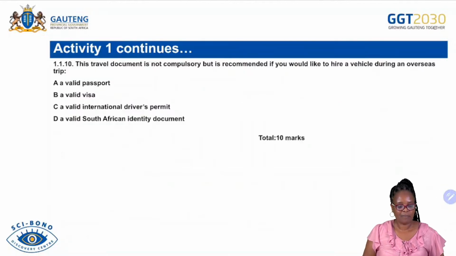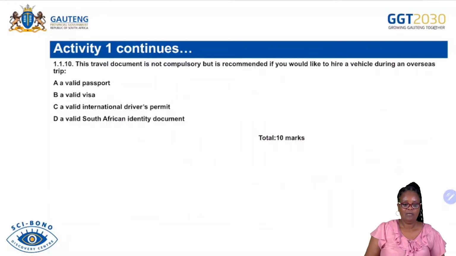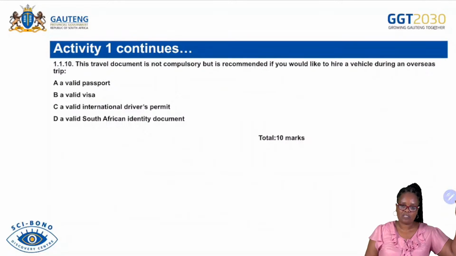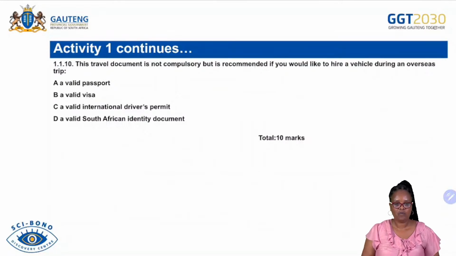The last question. This travel document is not compulsory, but is recommended if you would like to hire a vehicle during an overseas trip. We have A, valid passport. B, a valid visa. C, a valid international driver's permit. D, a valid South African identity document. So the correct answer here is C, a valid international driver's permit. Remember, I said that we need it so that we'll be able to hire vehicles there, to drive yourself there in the country that you wish to visit.